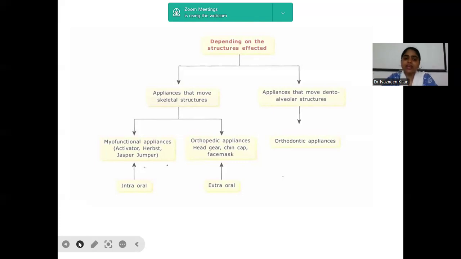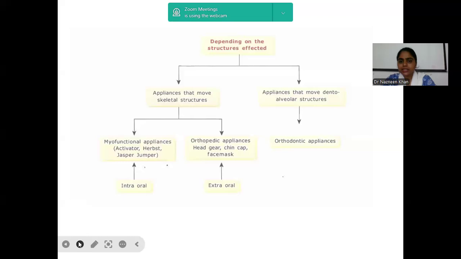जो मायोफंक्शनल अप्लायंसेस होते हैं ये जो जेस्पर, जंपर, एक्टिवेटर, इन सबको हम इंट्राओरली यूज करते हैं और ये रिमूवेबल भी होते हैं एंड फिक्स भी होते हैं. जो ऑर्थोपेडिक अप्लायंसेस होते हैं वो एक्स्ट्रा ओरल यूज किए जाते हैं. क्योंकि ये एक्स्ट्रा ओरल फोर्स लगाते हैं, है ना, और इसमें हम स्केलेटल और डेंटल चेंजेस करवाते हैं. मेनली हम बच्चों में इस अप्लायंस को यूज करते हैं.